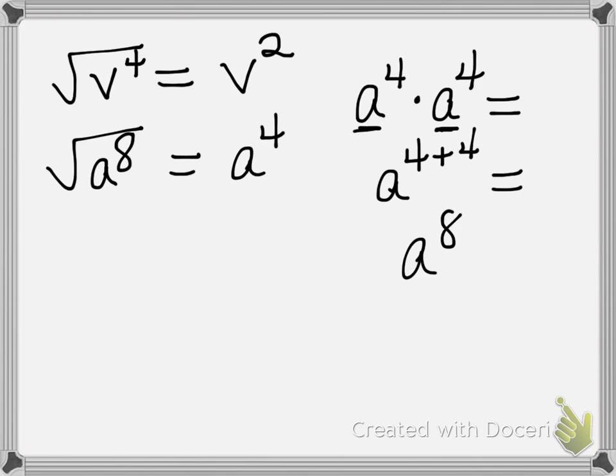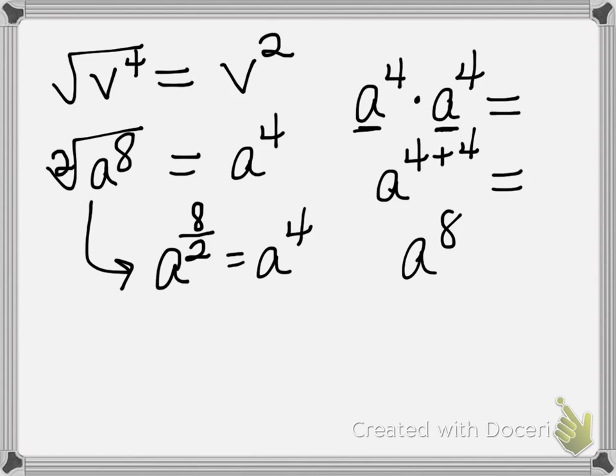Here's another reason why. Remember we talked about in the crook of the elbow, if you don't see a number, it's an understood 2. So another way to rewrite this is you can bring it out of the radical. Here's your exponent divided by the root number, and you get a to the 4. So a couple ways to look at that.